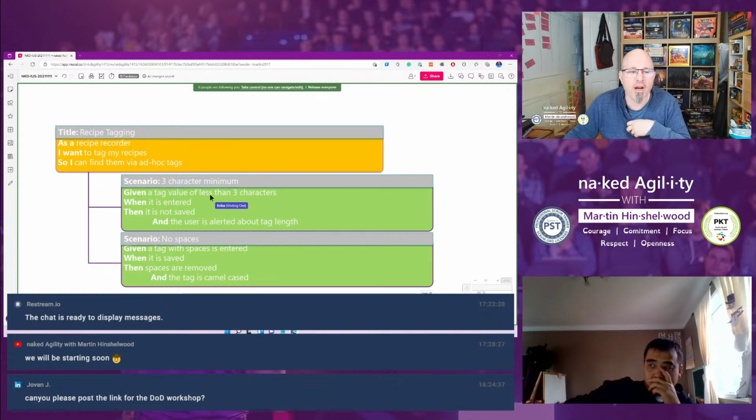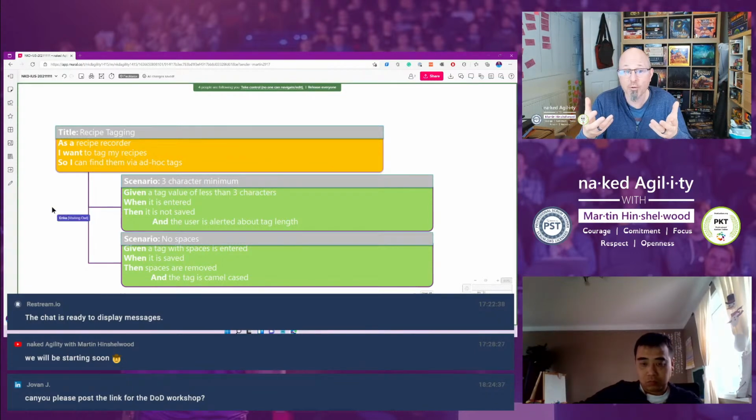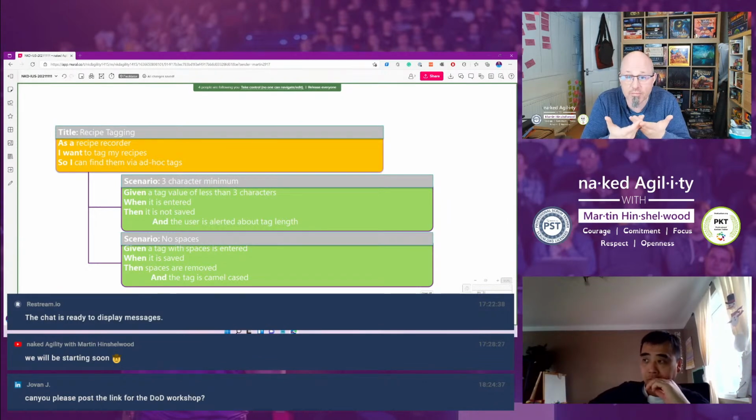Scenarios are a good way to write acceptance criteria that helps us be a little bit more specific on what it is we mean, when it happens and how it happens. So here we've got the 3-character minimum. Given a tag value of less than 3 characters, when it is entered, then it is not saved and the user is alerted about the tag length. There's quite a lot of information in there, isn't there? Quite a lot of answers. Right? That's describing how it works, describing the behavior of the product. These are business cases.